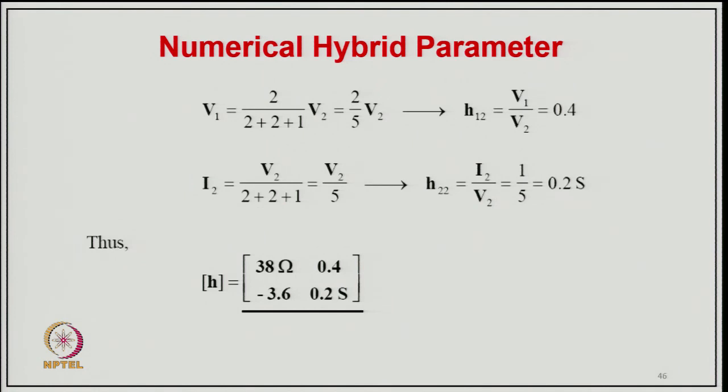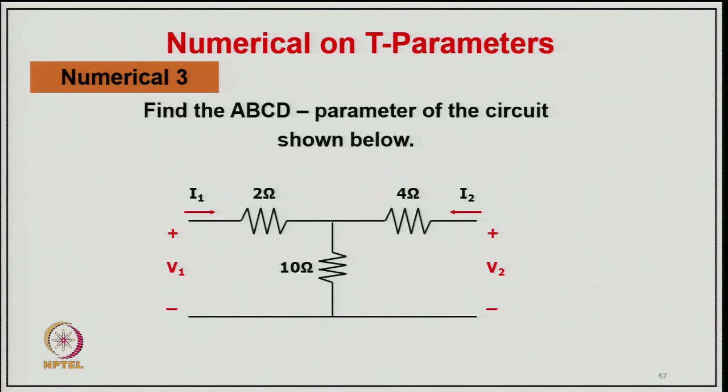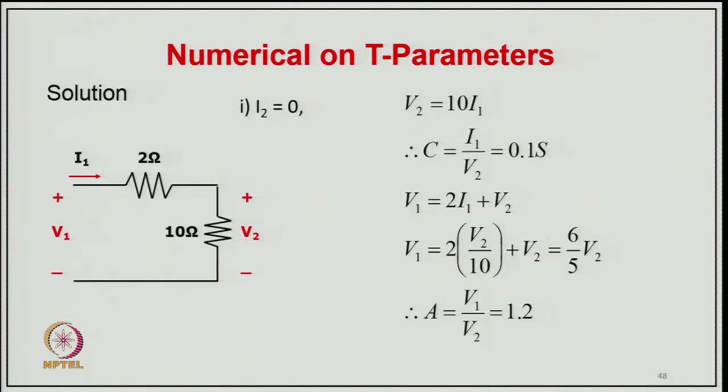So, the H parameters now become 3.8, minus 3.6 and 0.2, where these are typically voltage gain, current gain, admittance and impedance like. So, now numerical 3, find the ABCD parameters of the circuit, where the network is given like a T network, 2 ohm, 4 ohm and 10 ohm, where V1, V2 are applied voltages and I1, I2 are currents flowing into it. Now keeping the output terminal open, I2 becomes 0.